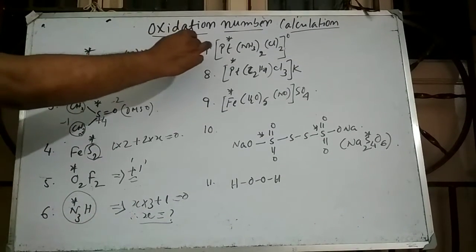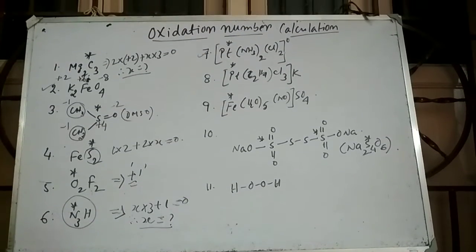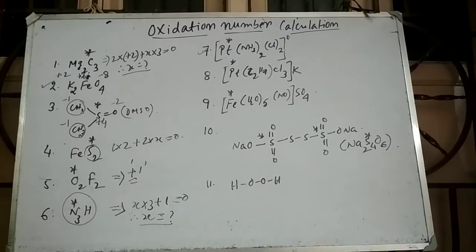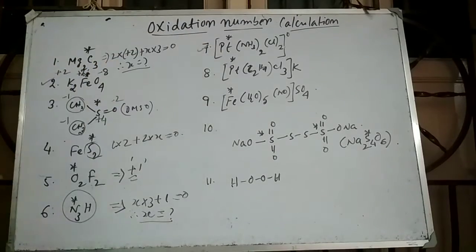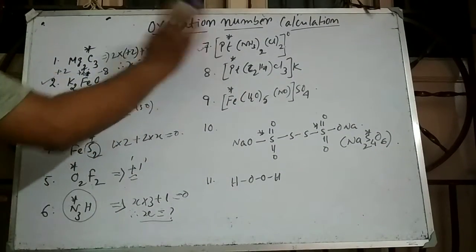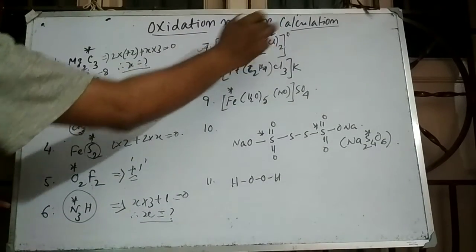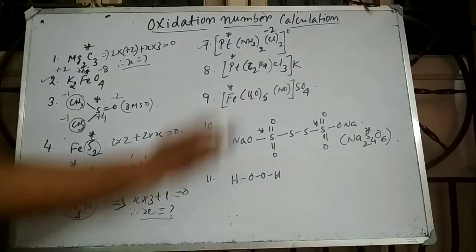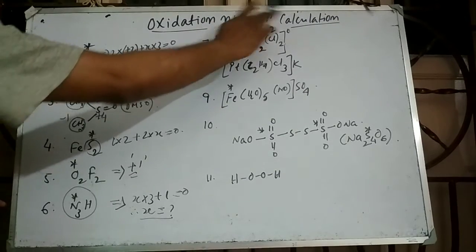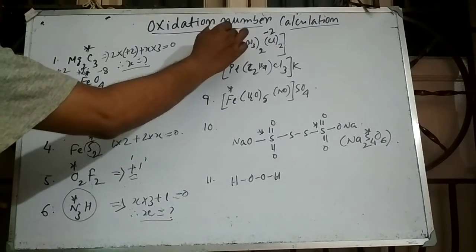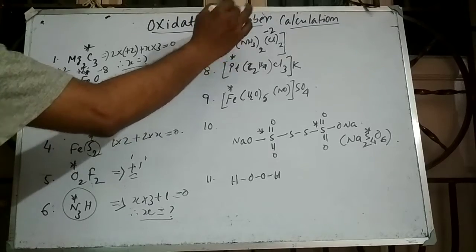Next compound, Pt(NH3)2Cl2. This complex is known as cisplatin. What is the oxidation number of platinum? Here Cl is a negative ligand, so the contribution is minus 2. Ammonia is a neutral ligand, so the contribution is 0. The overall oxidation number is 0. So the state of platinum is plus 2.